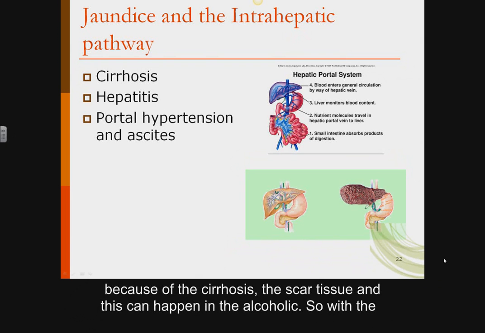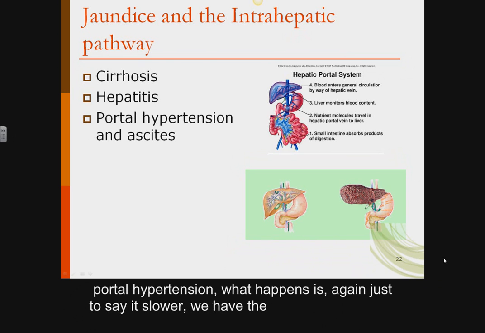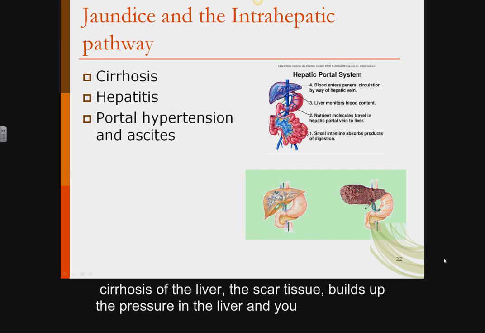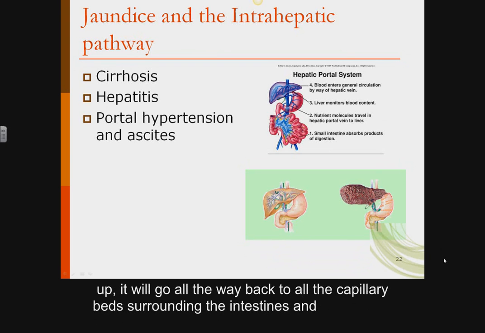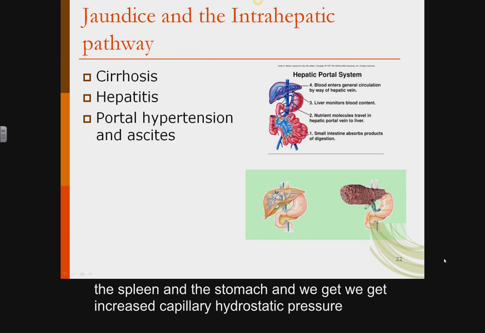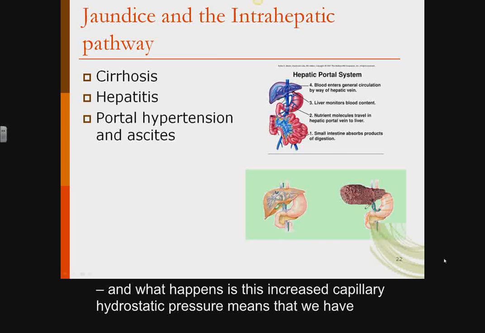The hypertension that started in the liver because of the cirrhosis, the scar tissue, this can happen in the alcoholic. The portal hypertension, what happens is, just to say it slower, we have cirrhosis of the liver. The scar tissue builds up, the pressure in the liver builds up, and you can actually have blood damming up through the hepatic portal vein. And when that blood dams up, it will go all the way back to the capillary beds surrounding the intestines and the spleen and the stomach. And we get increased capillary hydrostatic pressure.